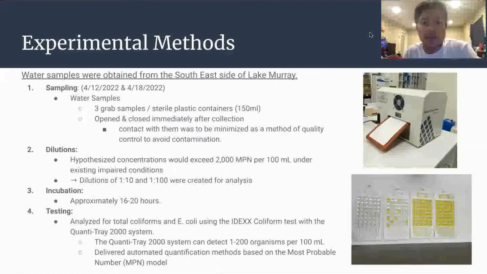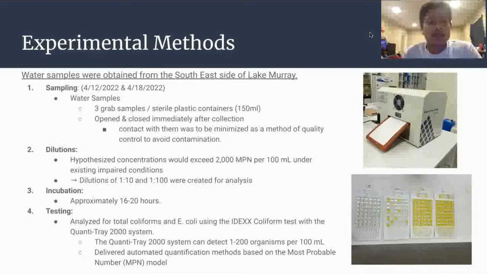As part of our presentation, I'm going to go over experimental and statistical methods. So our water samples were collected on the east side of Lake Murray. We did 2 sampling days, one on April 12th and one on April 18th. For our water samples, we did 3 grab samples, each using sterile plastic containers. We opened and closed immediately after collection and tried to avoid any contact with our samples to avoid contamination.